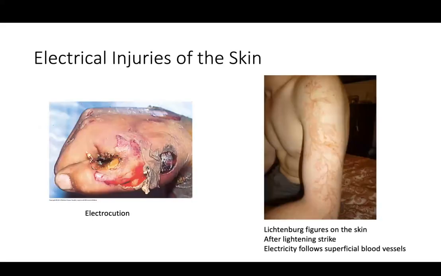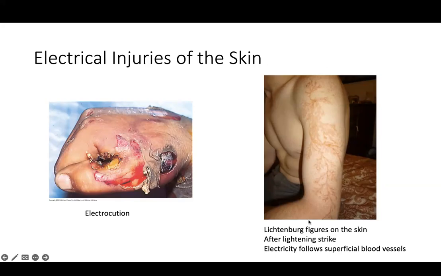Electrical injuries of the skin. This is an example of electrocution. You can actually see that the skin is burned and that some of the skin has sloughed off from the burn. That would be an injury. That's a physical injury to the surface of this person's hand, the dorsum of their hand and over their thumb.